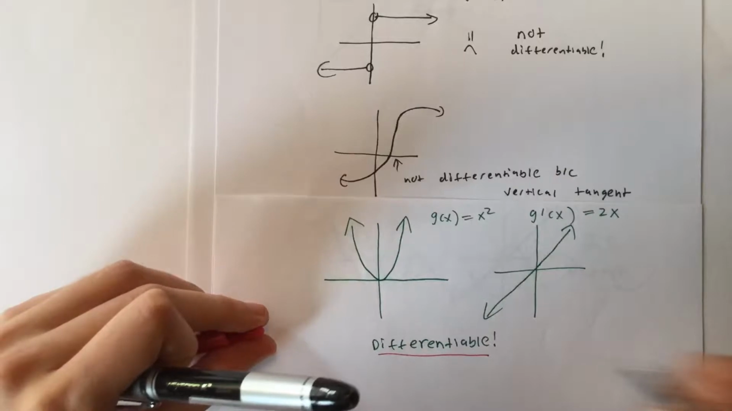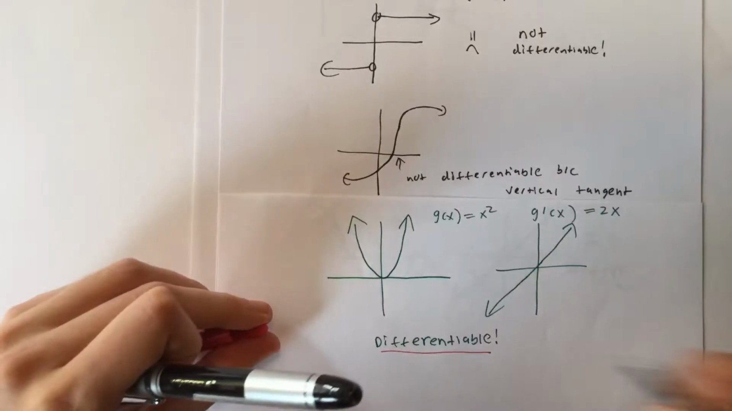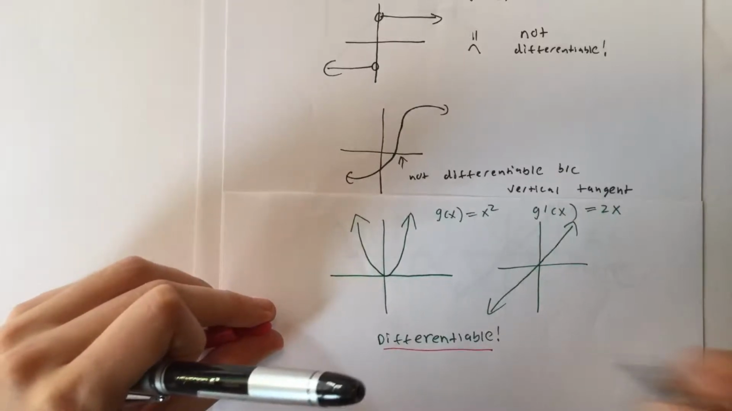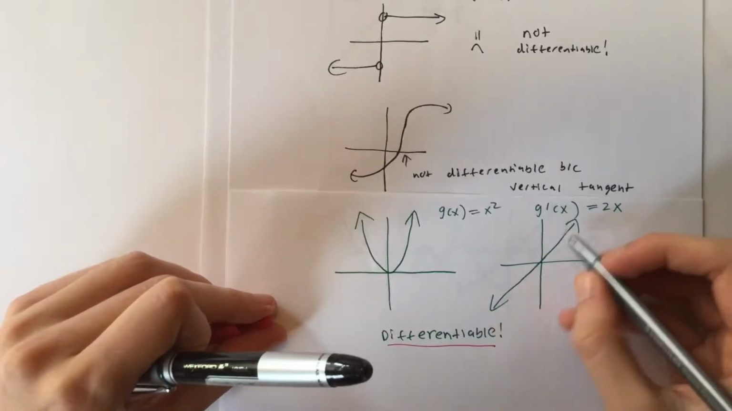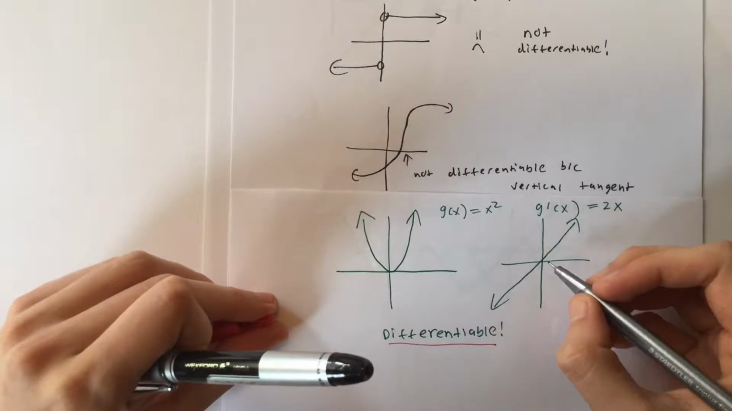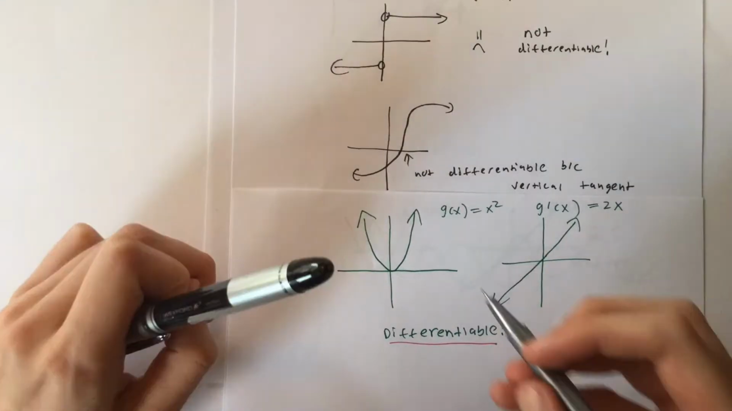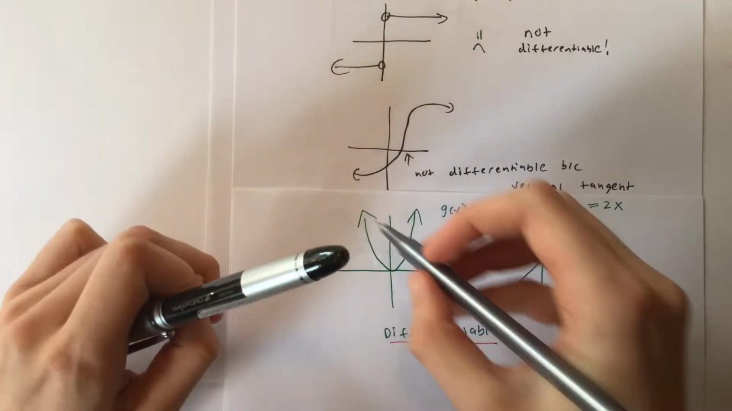And then when you take the derivative of this function, you get 2x. And 2x is just a line that is continuous and continues on forever. And you can take the derivative at every point because there's no vertical tangent and there's no corner-like shape.